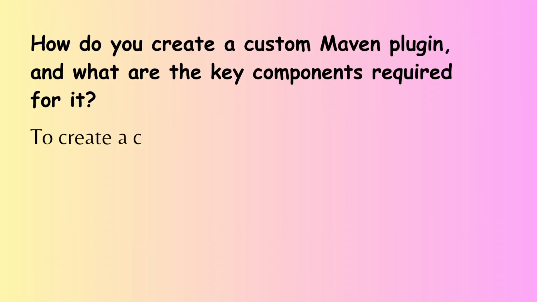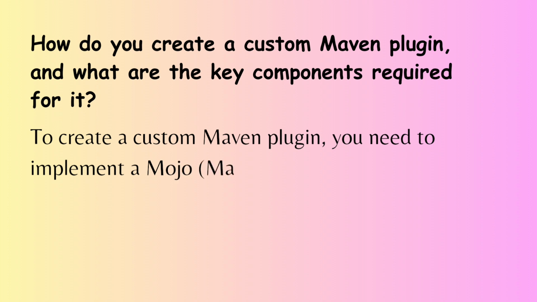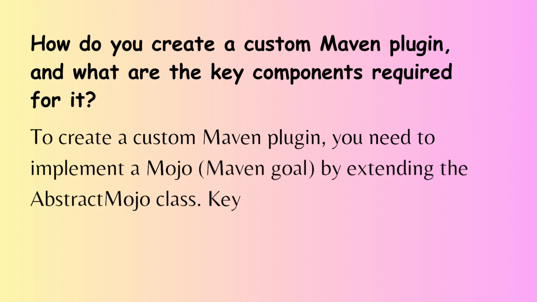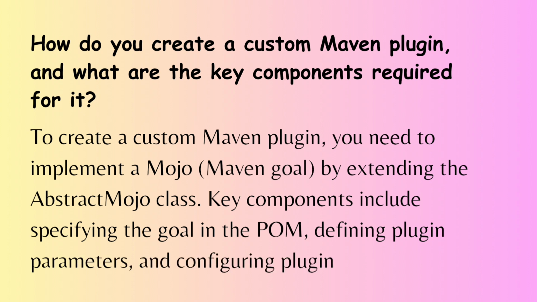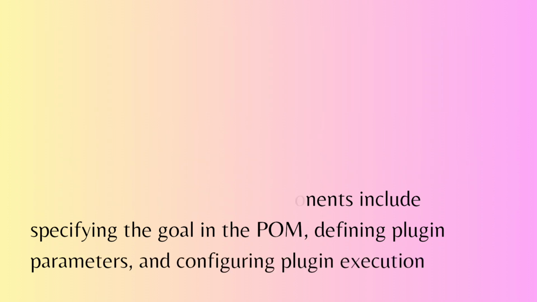How do you create a custom Maven plugin, and what are the key components required for it? To create a custom Maven plugin, you need to implement a Mojo (Maven goal) by extending the AbstractMojo class. Key components include specifying the goal in the POM, defining plugin parameters, and configuring plugin execution.